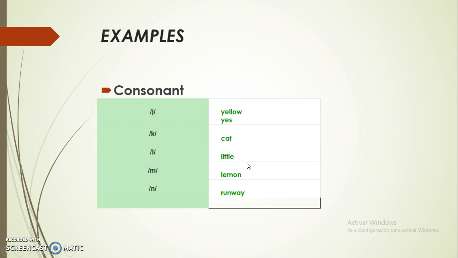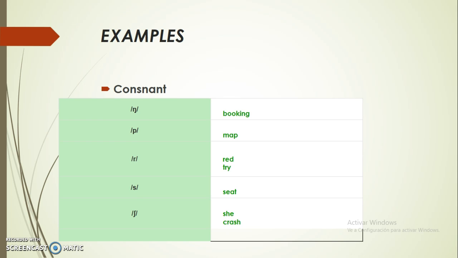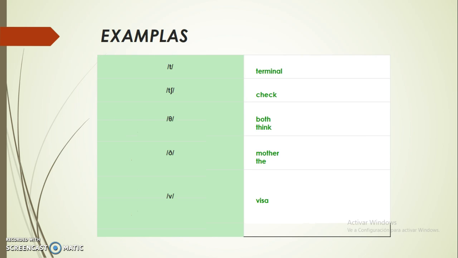Little. Lemon. Runaway. First one is booking. Map. Red. Try. See. She. Crash.